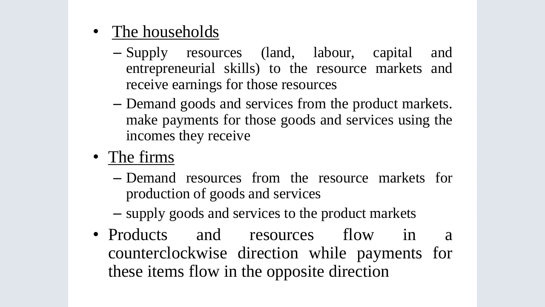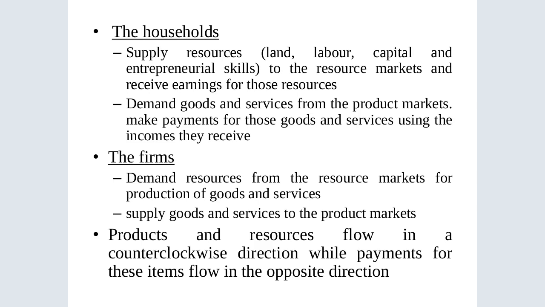Now for firms, the firms demand resources for the production of goods and services. And this is obtained from the resource markets or the factor markets. Now, the supply of goods and services in the product markets is done by the firms. So once they produce, they sell those goods and services in the product markets.